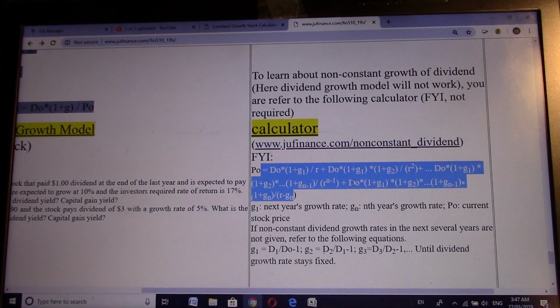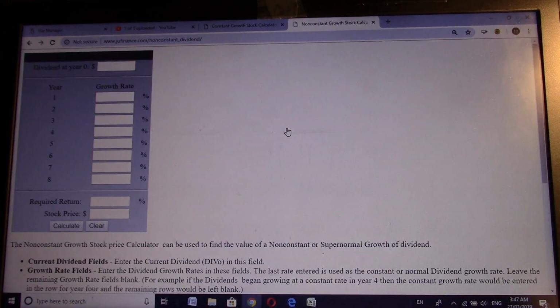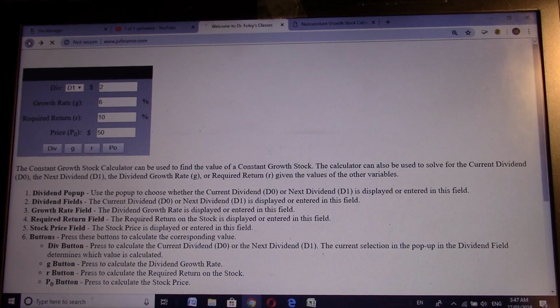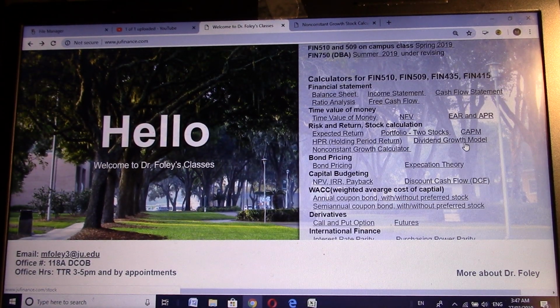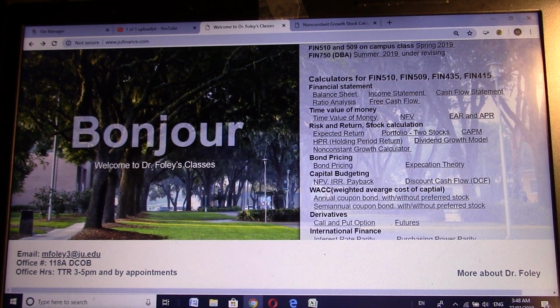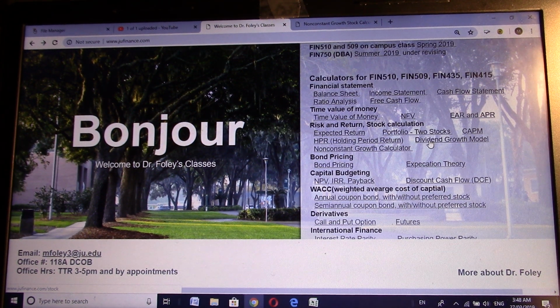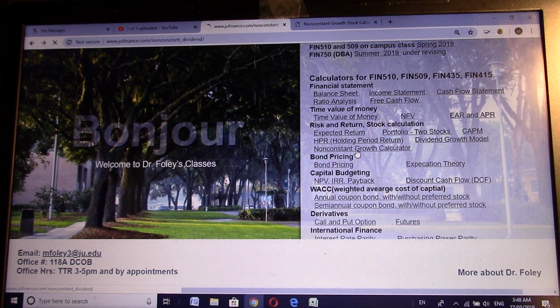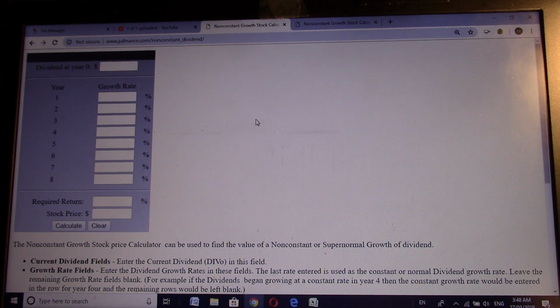Let's start again. Click on this calculator or go to gufinance.com. You see under risk and return stock calculation, the last one, non-constant growth calculator. This is the one we're using for these questions. For this calculator, what you can do is enter the dividend at year 0.